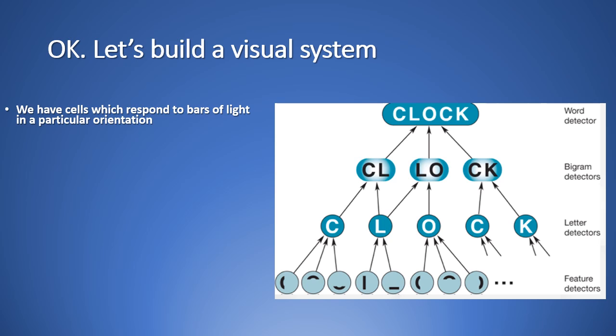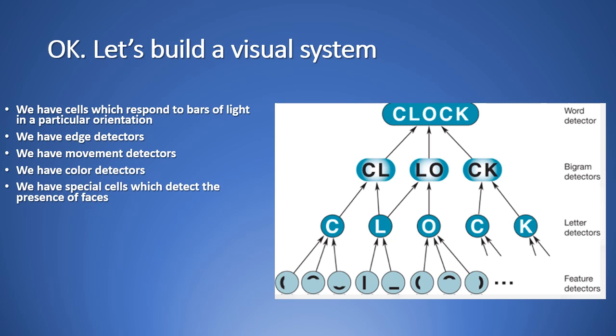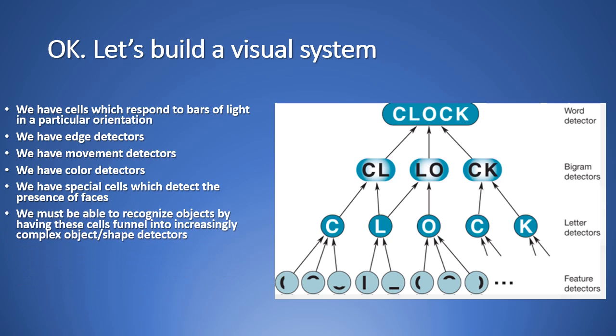All the way up the ladder until you are able to detect that the word is clock. So that seems reasonable because we have cells that respond to bars of light in a particular orientation, and we have edge detectors. We've discovered that. There are certain cells that are good at detecting edges. We have movement detectors. We've got color. We have special cells that detect the presence of faces. Nothing else.